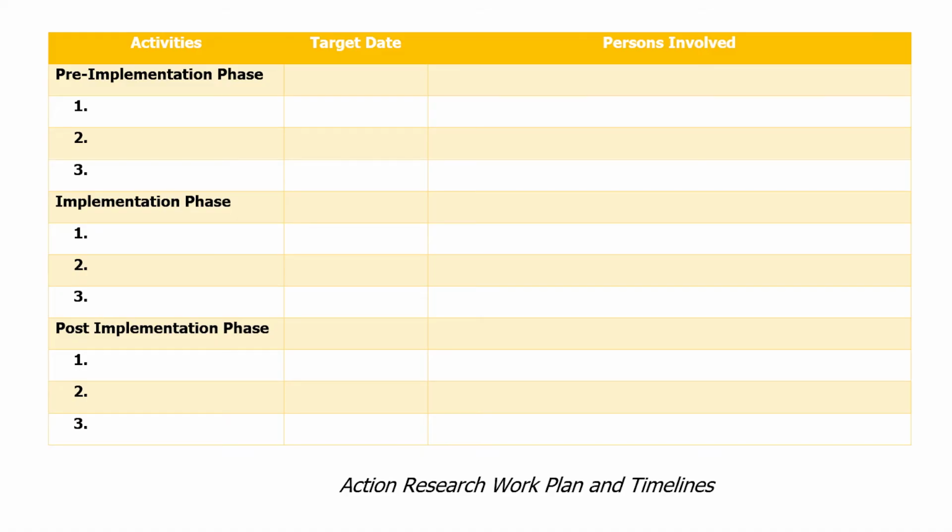This is an example of an action research work plan and timelines. It has 3 columns for your activities, target date, and persons involved. Your activities can be categorized into 3. First is the pre-implementation phase. Second, the implementation phase. And the third category is the post-implementation phase. You may outline all your activities in those 3 categories with the corresponding timeline and persons involved. This will serve as your guide as you conduct your own research study.